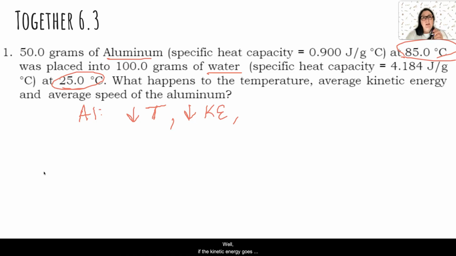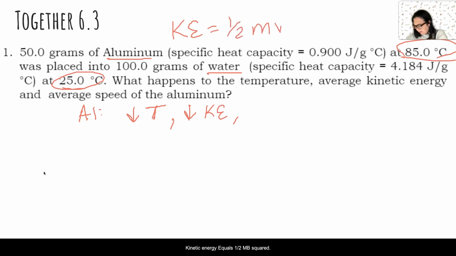aluminum. Well, if the kinetic energy goes down, think about the equation, right? Kinetic energy equals 1/2 mv squared. The mass of the aluminum didn't change. It's still 50 grams of aluminum. It's just going from hot to cold. When it goes from hot to cold, particles don't just magically disappear or appear. The mass is the same. So get rid of that. If the kinetic energy is decreasing, then that means that the velocity has to be decreasing. And chemistry was really bad about using speed and velocity interchangeably, even though they are different. So I'm going to use the words that they use. So have a decrease in the average speed.